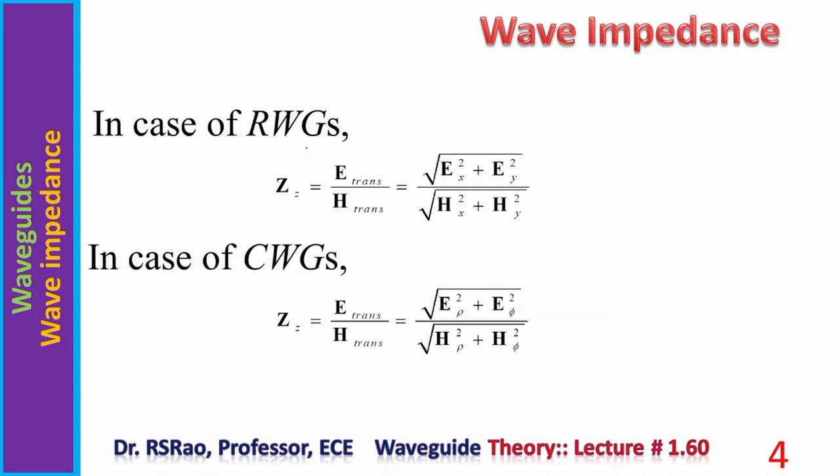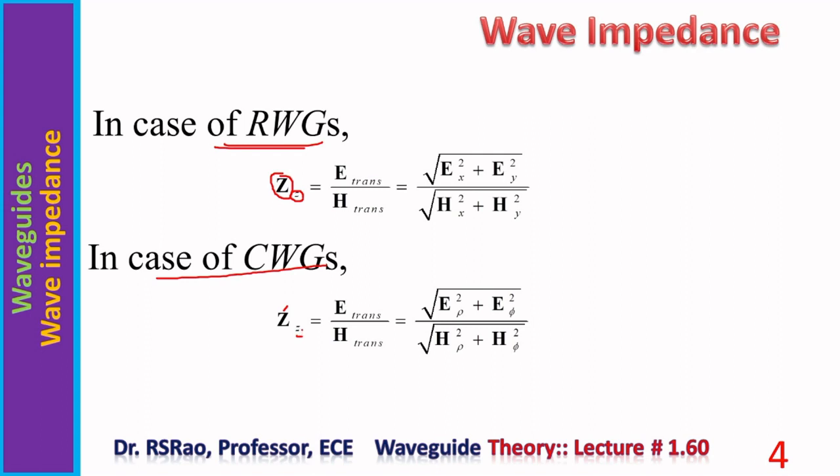In case of a rectangular waveguide, Zz: this first Z is impedance. This second Z subscript indicates the direction of wave journey. Wave journey here is along the z direction. Ex, Ey become transverse components. Hx, Hy are transverse components. In case of rectangular waveguides, Zz is E trans by H trans. It is equal to square root of Ex square plus Ey square by square root of Hx square plus Hy square. In case of circular waveguides, here also it is impedance, and the wave is traveling along the z direction.